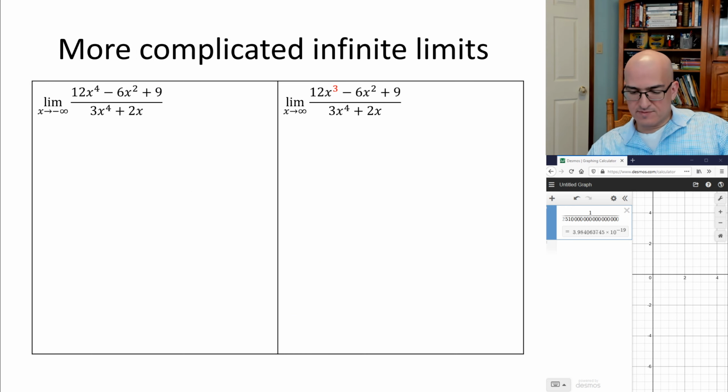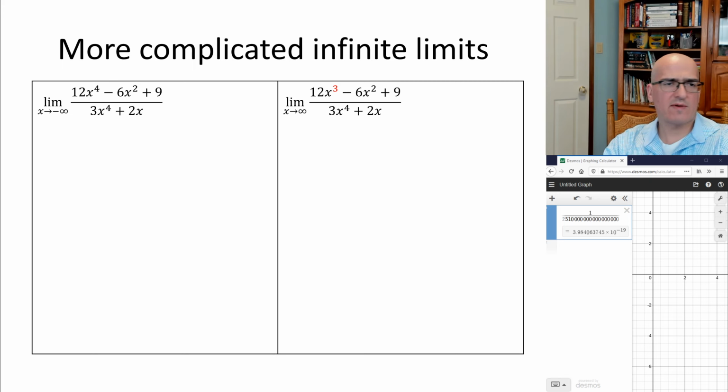All right, now here's where we use that type of a theorem in a more involved problem. We have a rational function, 12x to the 4 minus some stuff and plus some stuff divided by 3x to the 4 plus some stuff. And the question is, what happens to this function as x goes to minus infinity?